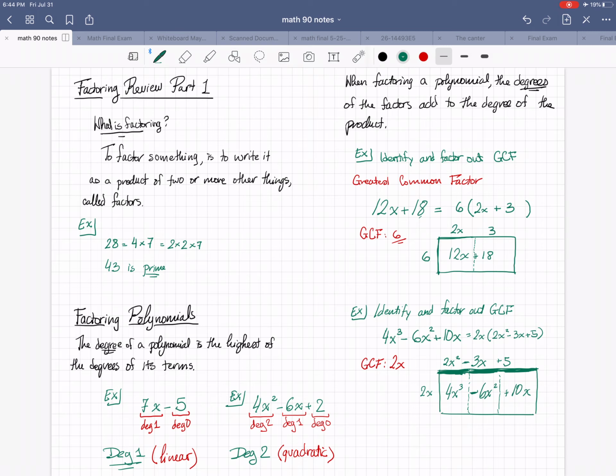So we'll explore that a little bit in our last lesson on factoring, which is going to be on factoring by grouping. So keep an eye out for factoring reviews part 2 and 3. They are next.